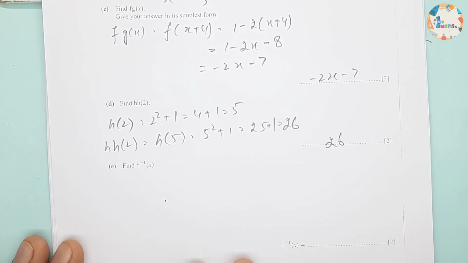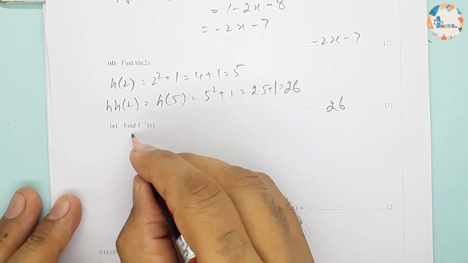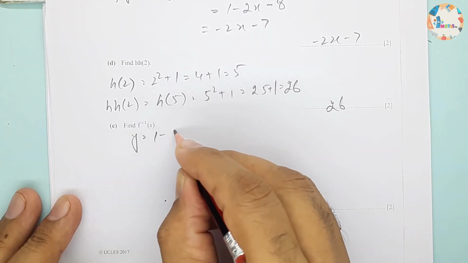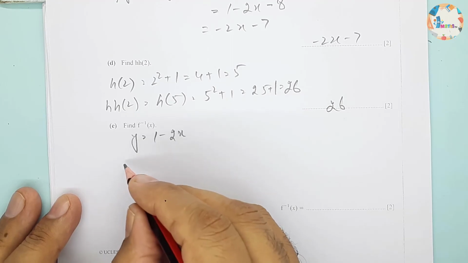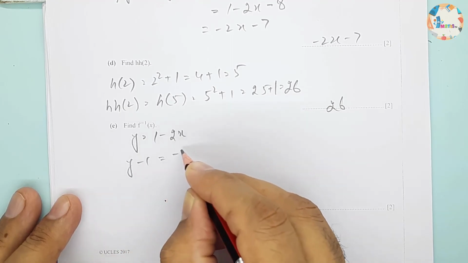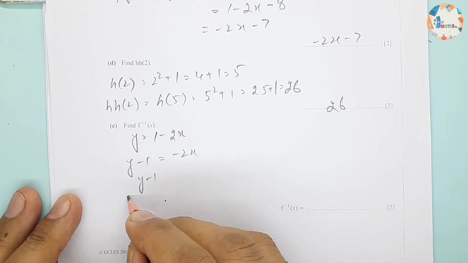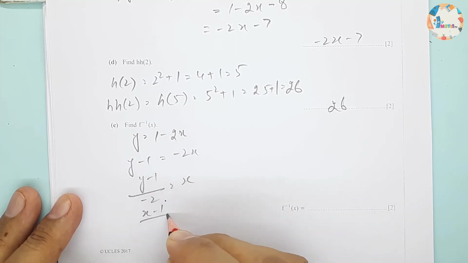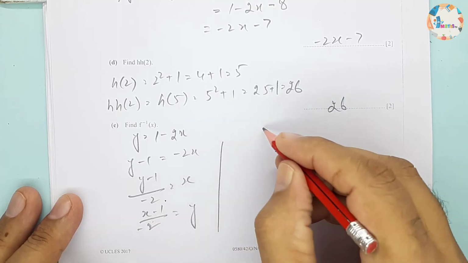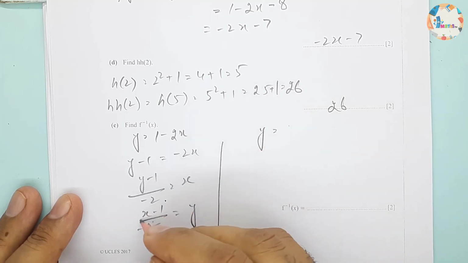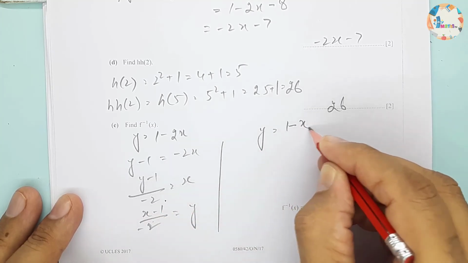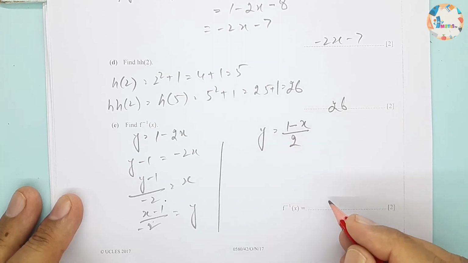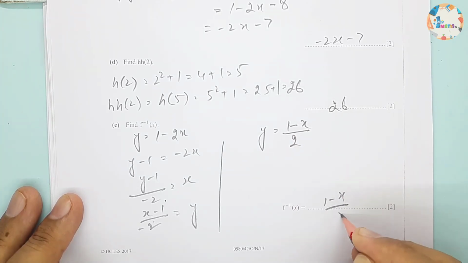Then find f inverse of x. The equation we know is y is equal to f of x is equal to 1 minus 2x. Now we can make x the subject. So y minus 1 is equal to minus 2x. So y minus 1 over minus 2 is equal to x. Now we can swap x and y. So x minus 1 over minus 2 is equal to y. Now we can accommodate this minus, so we can write y is equal to 1 minus x over 2. So our answer will be 1 minus x over 2. Hopefully you got this as well.